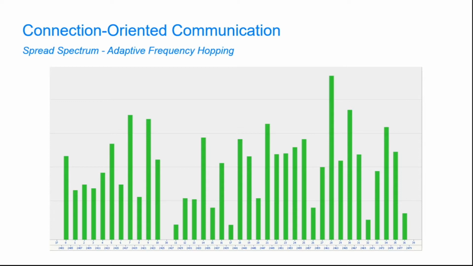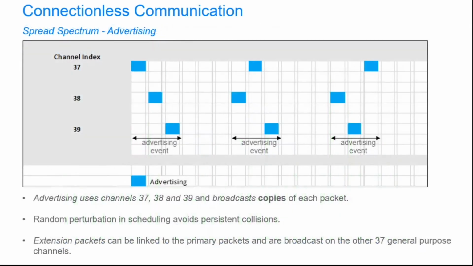So connected Bluetooth devices work really well, even in very busy radio environments, because they dynamically figure out which channels are working well and which ones are not and should be avoided. Now, when we're doing connectionless communication, the three special channels 37, 38 and 39 are used. And basically a copy of each packet gets broadcast on each of these channels, usually in some random order, one at a time. We also randomize the timing of these transmissions slightly because this helps us avoid persistent collisions.